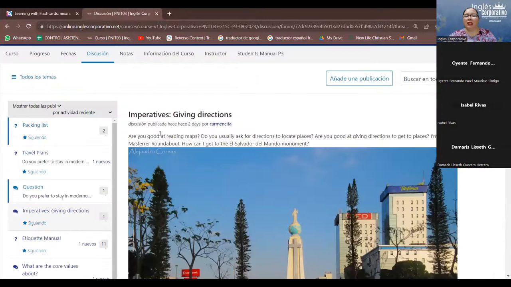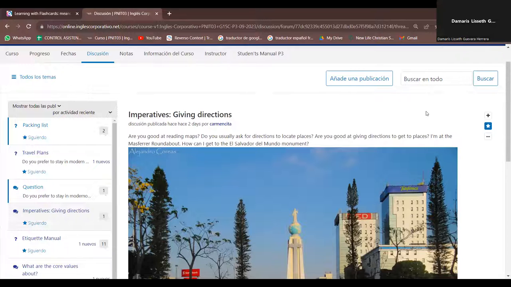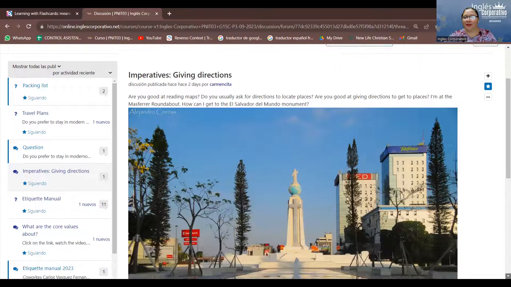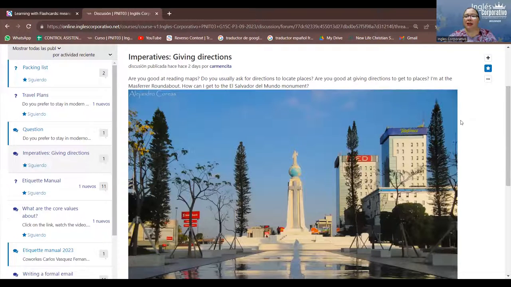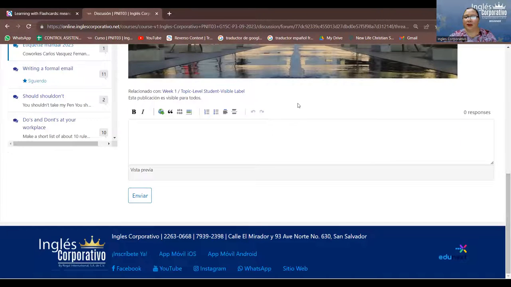Okay, imperatives, giving directions. Are you good at reading maps? Do you usually ask for directions to locate places? Are you good at giving directions to get to places? And imagine, I am at the Masferrer roundabout. How can I get to the El Salvador del Mundo Monument? Answer the questions, guys, individually.